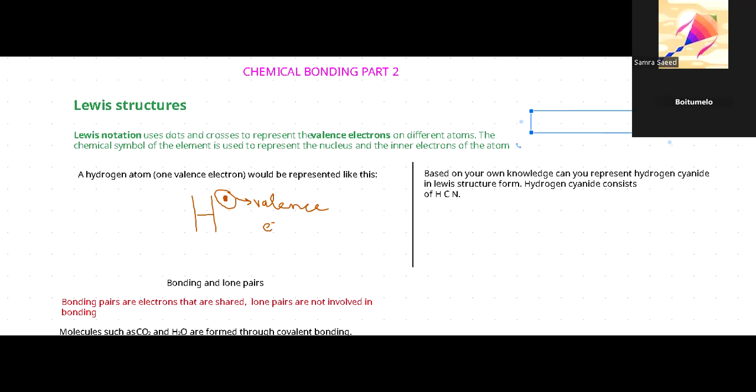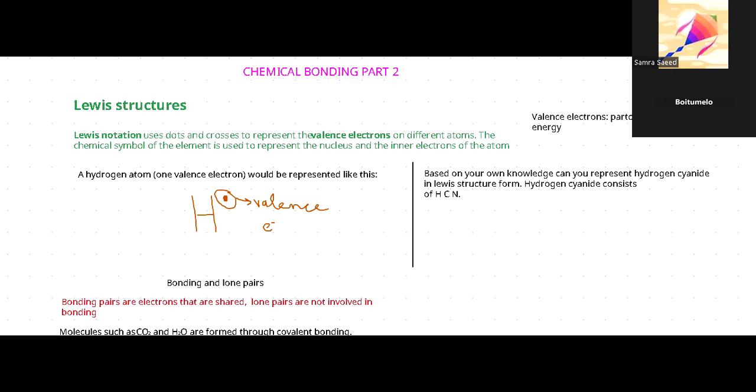So, based on your knowledge, can you represent hydrogen cyanide in Lewis structure form? Hydrogen cyanide consists of hydrogen, carbon, and nitrogen. Do you think you'll be able to do that? You need to show me the bonding between hydrogen, carbon, and nitrogen at the same time. And obviously, this molecule is a compound, hydrogen cyanide.